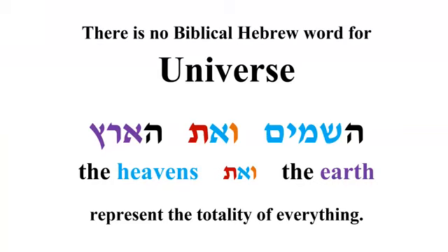Now, in biblical Hebrew, there is no word for universe. So whenever he says Hashemayim Va'et Haaretz, the heavens and the earth, that phrase represents the totality of everything. It's the universe. God made it all.